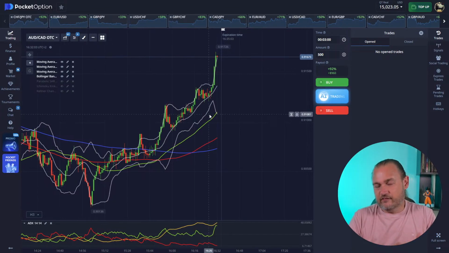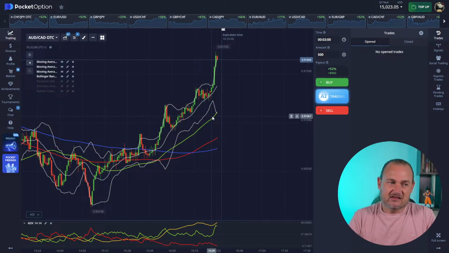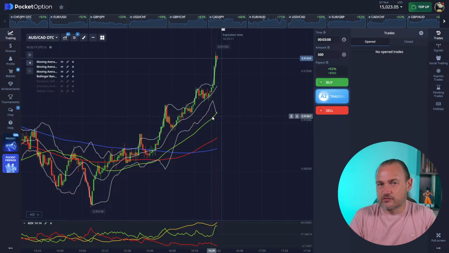But we can, with fairly minimal effort, actually follow what price is doing. We can look at what it's doing and just simply follow it. Okay, so keep that in mind.